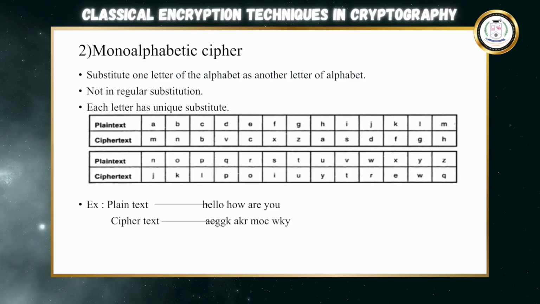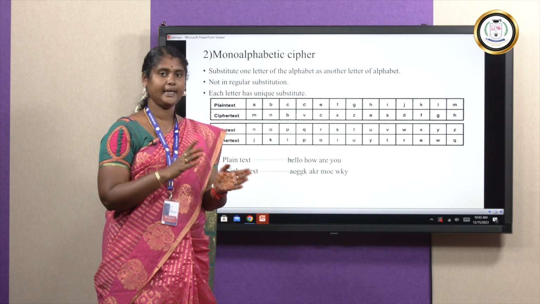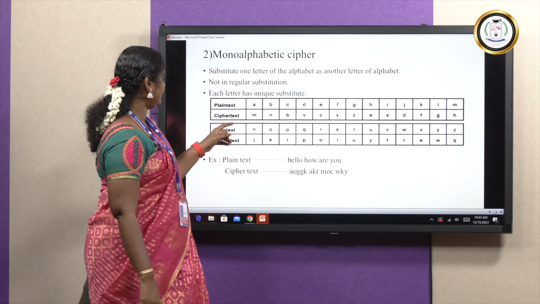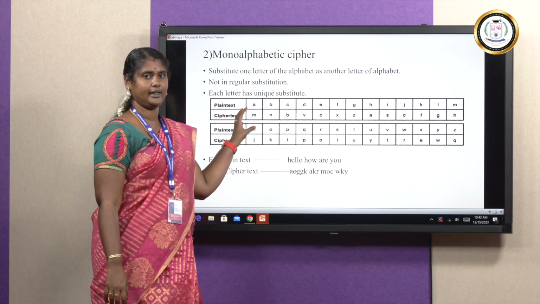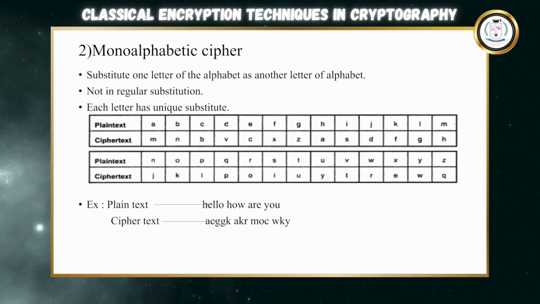So next one, mono-alphabetic. From the name itself, here we can replace only one letter at a time. Instead of A, B. Instead of B, D. I can't replace two different values. So for example, you can take any value. Here I am taking M instead of A. You can also take B instead of A. But only one letter we need to replace.